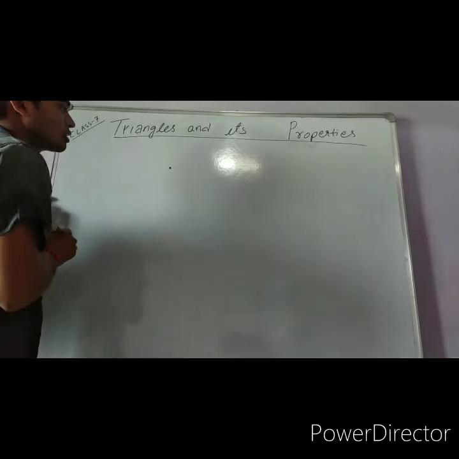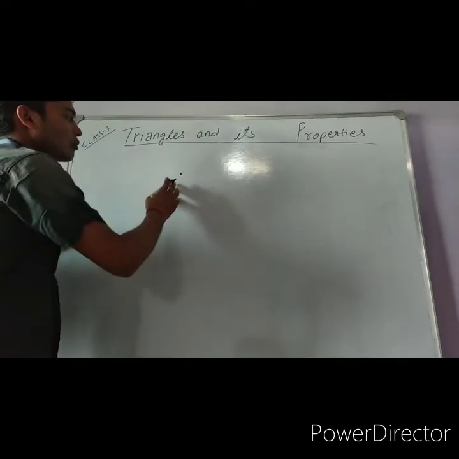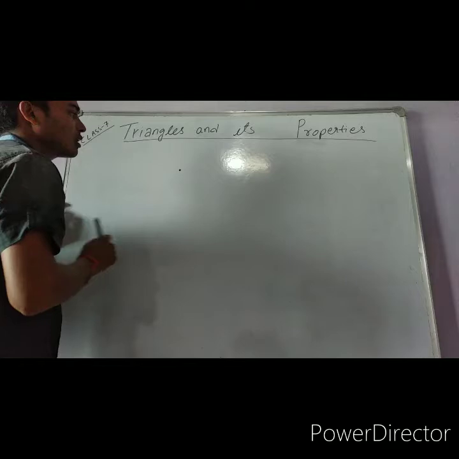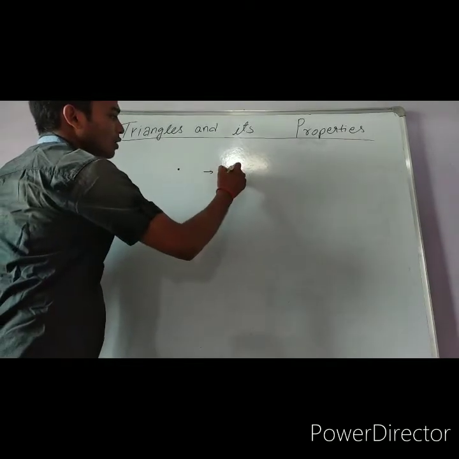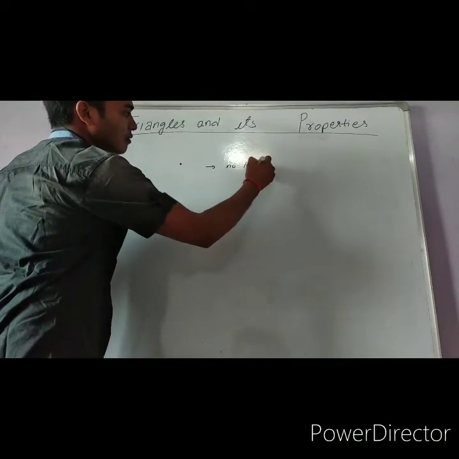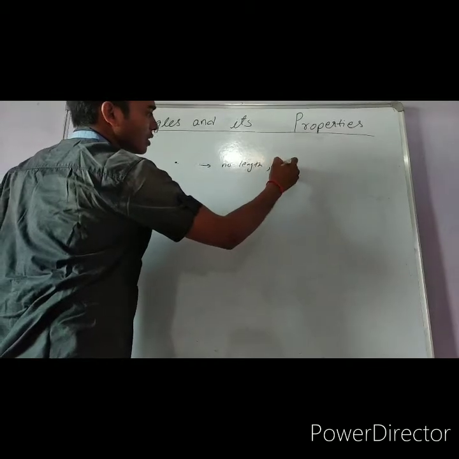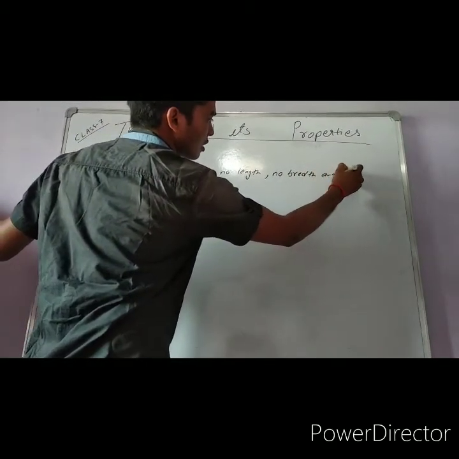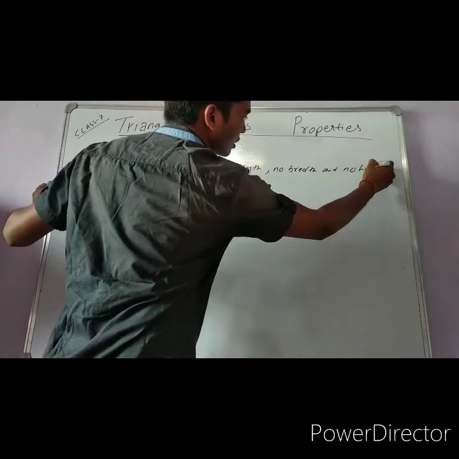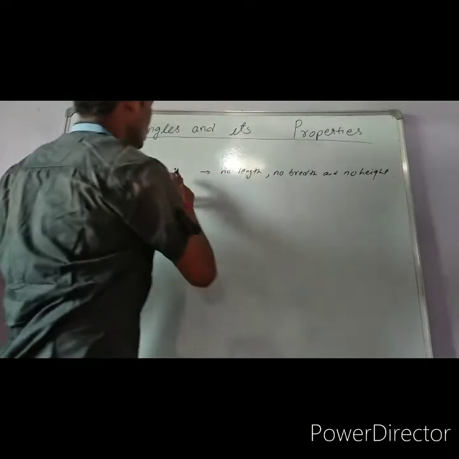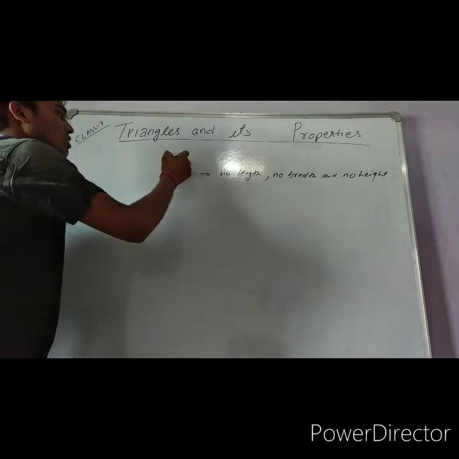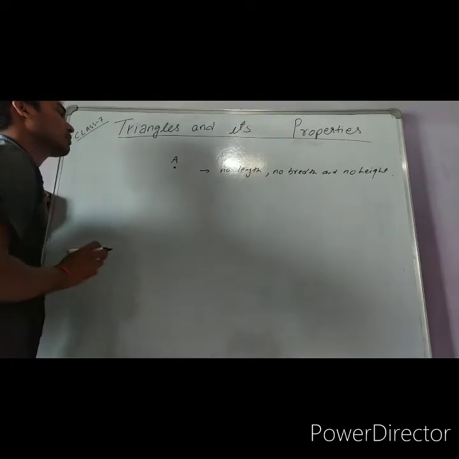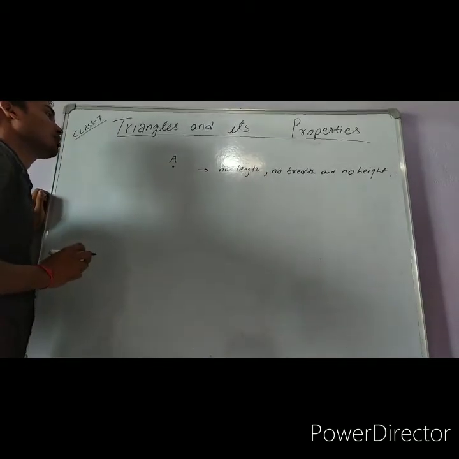This is a point, and the definition of a point is the geometrical shape which has no length, no breadth, and no height, which means it has no thickness. This is denoted by a capital letter of the alphabet.